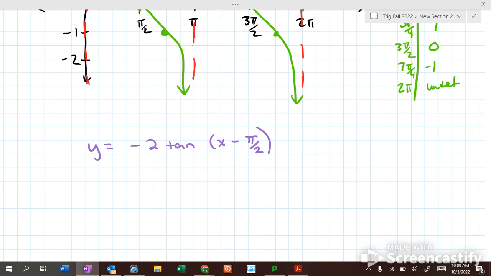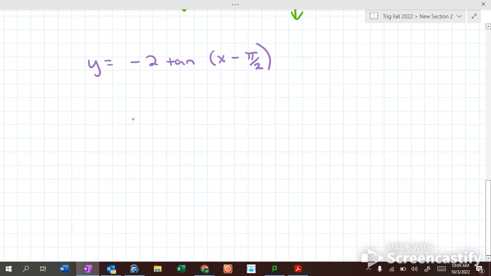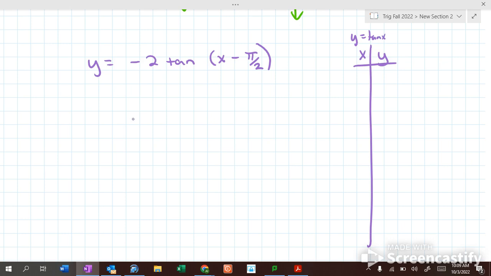Okay, what I tell people to do is, all right, you have your XY chart for the normal tangent. So you go y equals tangent of x, which is 0 for tangent 0, 0. Yeah. 0, 0. Pi over 4, 1. Pi over 2, undefined. 3 pi over 4, -1.